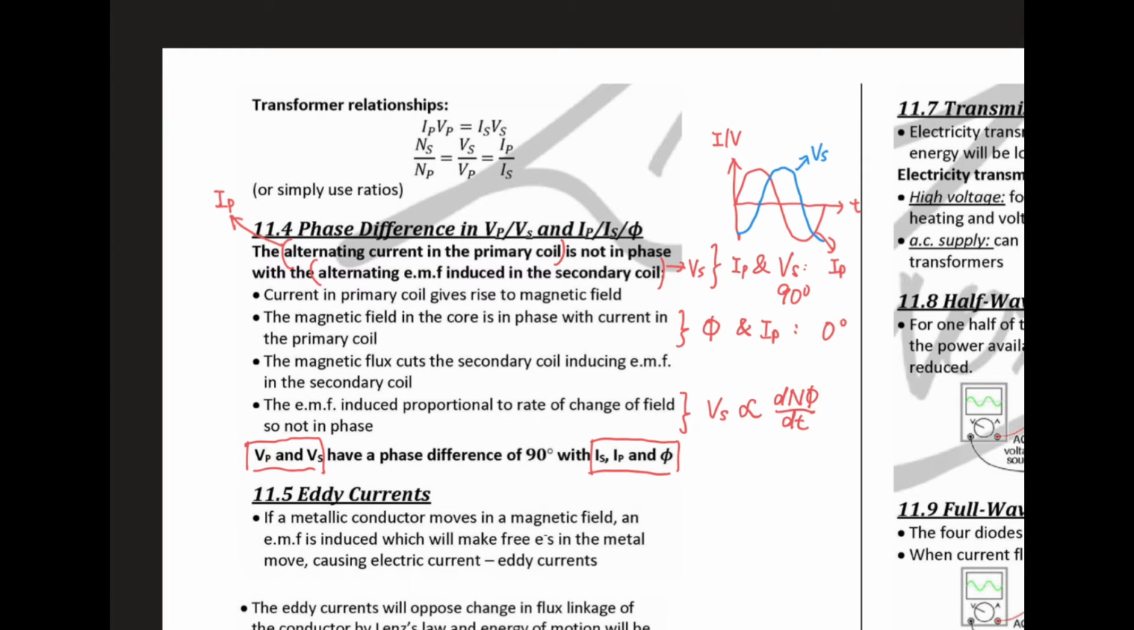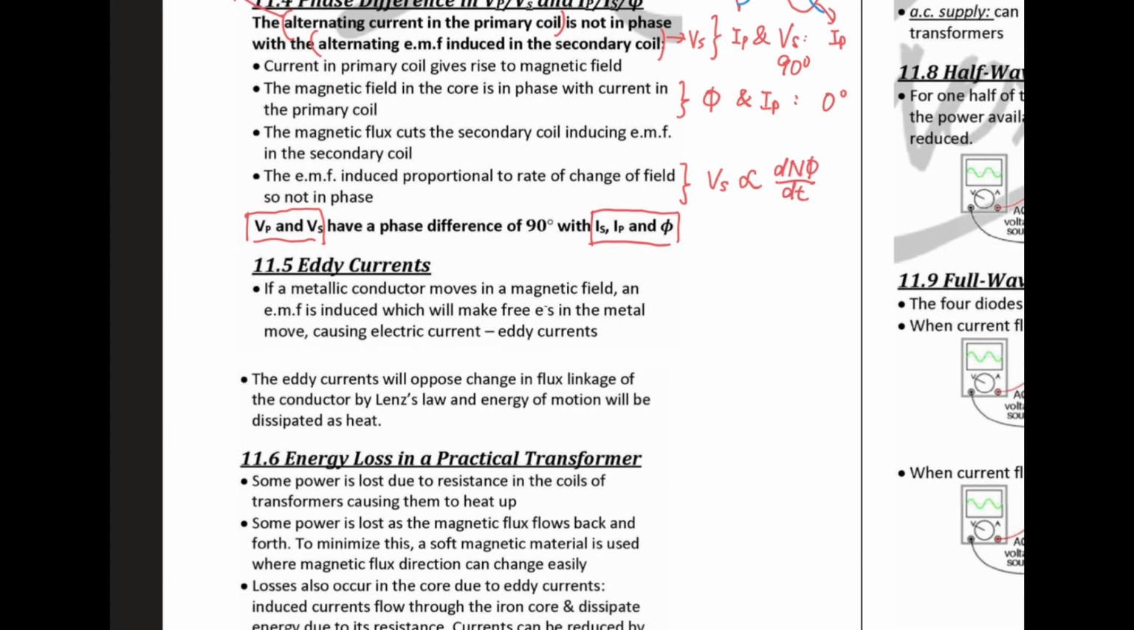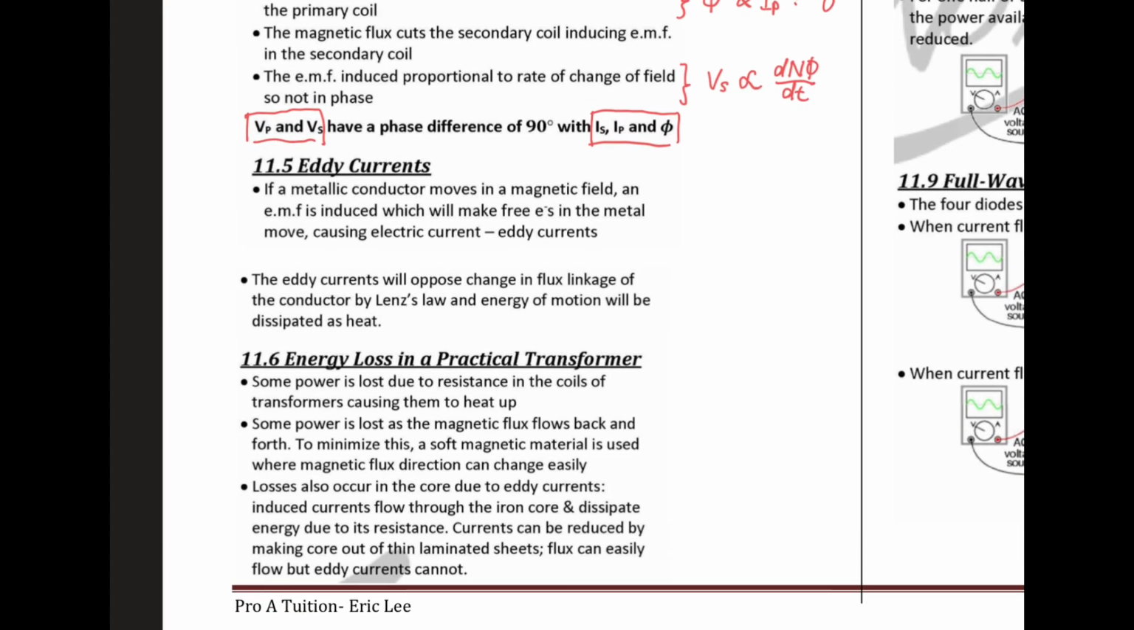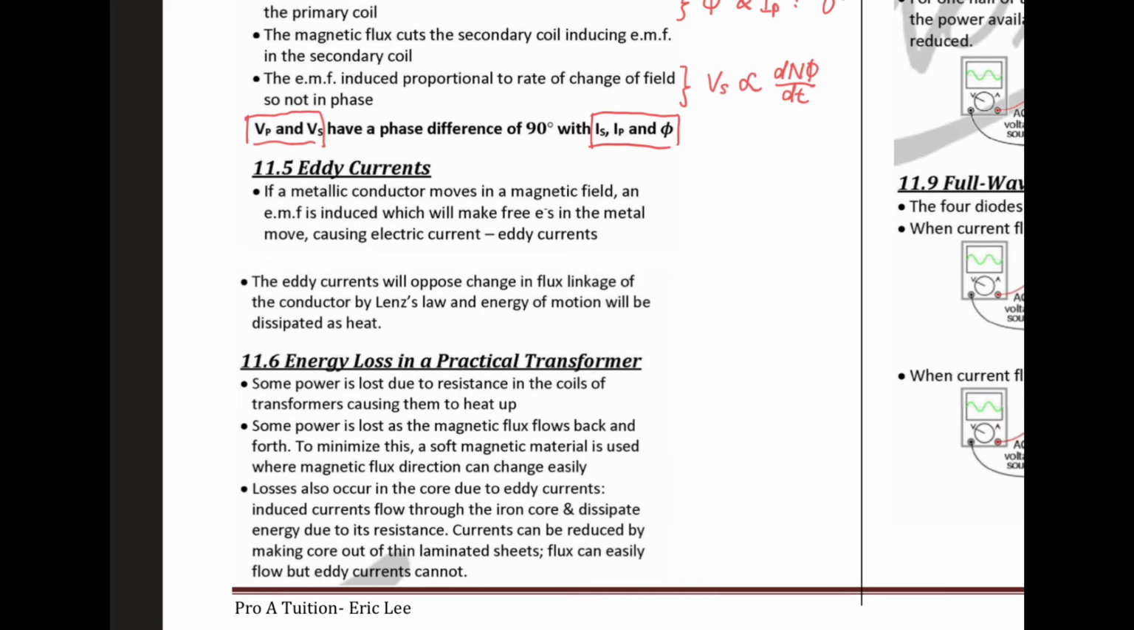And let's move on first. We haven't finished transformer yet. 11.5 eddy current. So what is eddy current? You try to imagine. This is your transformer. And we have primary coil here. Then we have the secondary coil here.